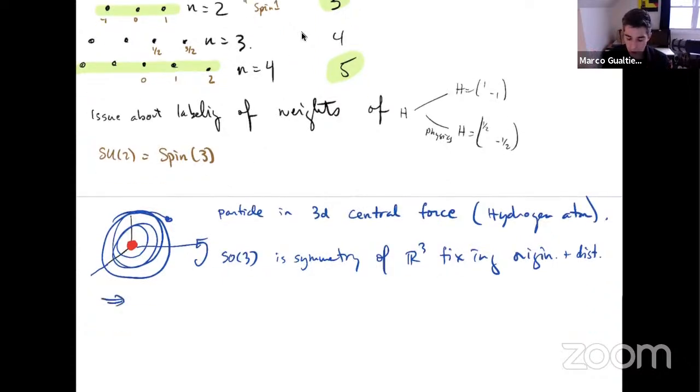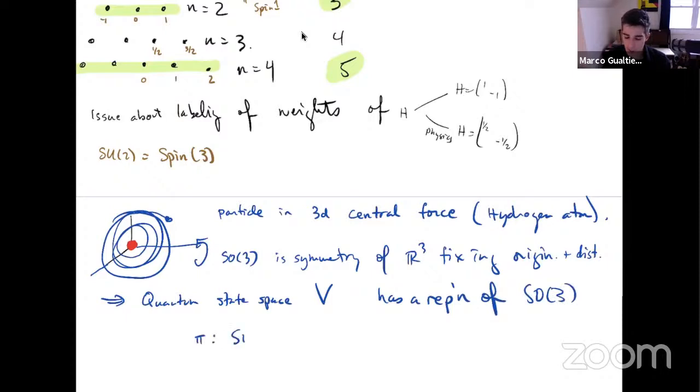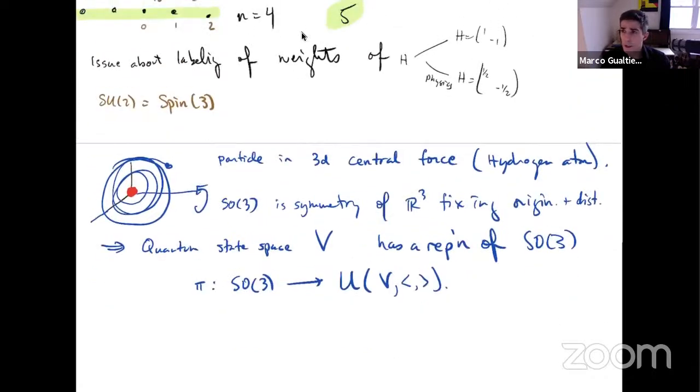So this should mean that the quantum state space, which is some big vector space V, has a representation of SO3. So we should have a map from SO3 to the unitary transformations of V. And V will have some inner product. Okay, so that's just what we should expect, just because the problem is perfectly rotationally symmetric. Central force here means rotationally symmetric.